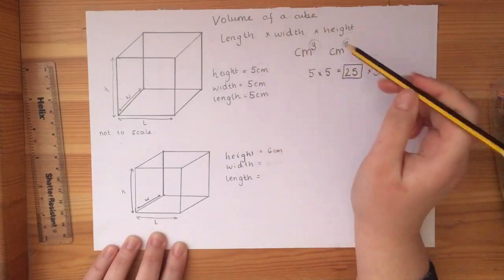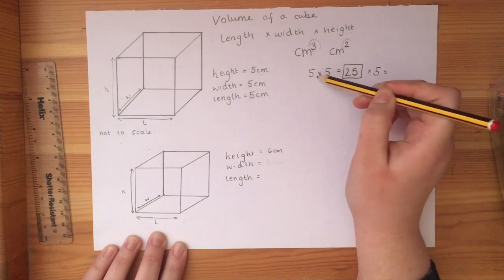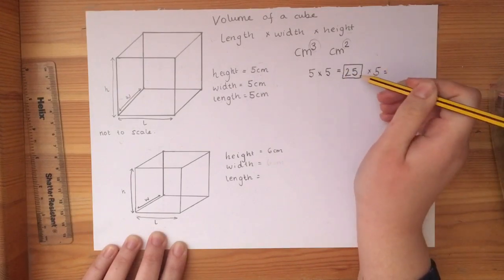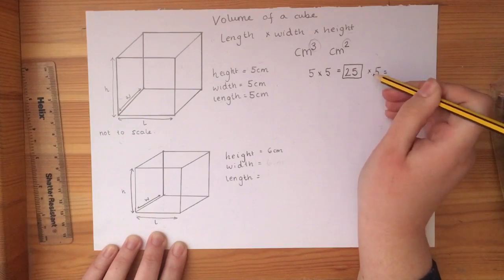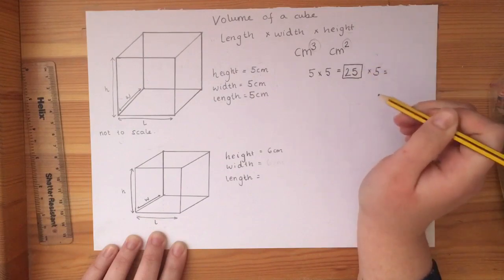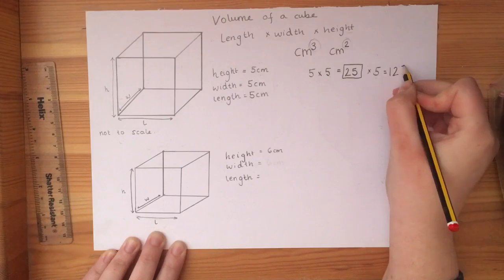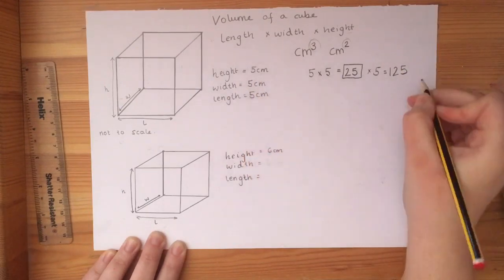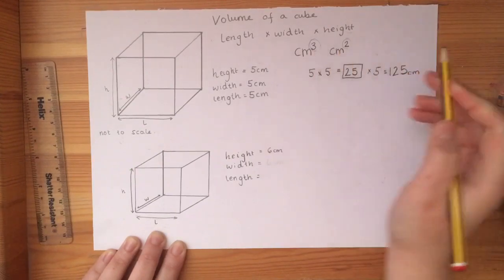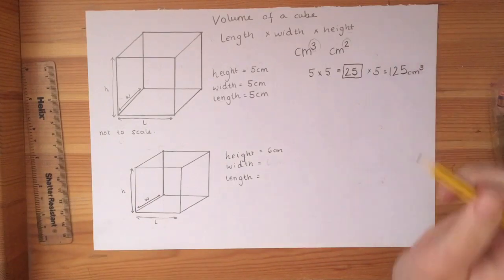Now comes the next part. I'm still timesing it because I still haven't times by my height yet. I've done the length times the width, that was 5 times 5, and that made 25. So now what I need to do is take that 25 and times it by 5. So 25 times 5 I know makes 125. Now I worked in centimetres, so I'm going to put that down here. And because it's the volume, I need to put cubed at the top, centimetres cubed.